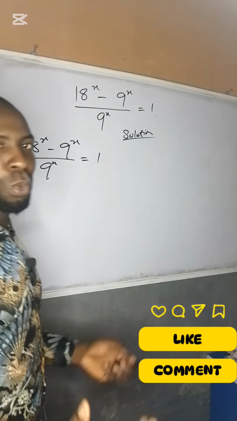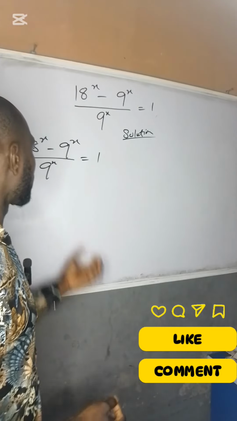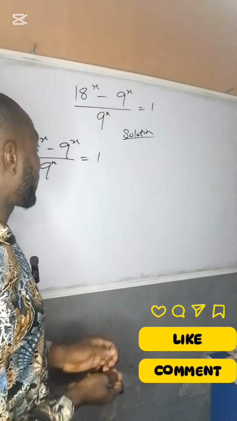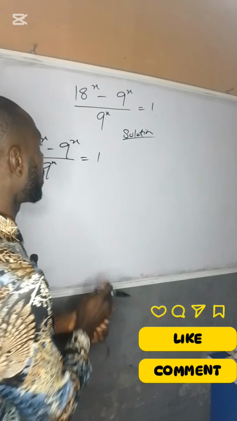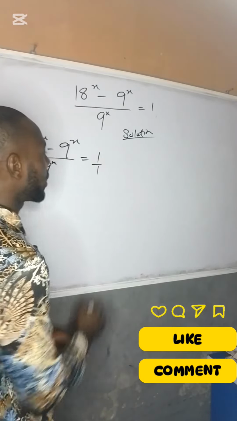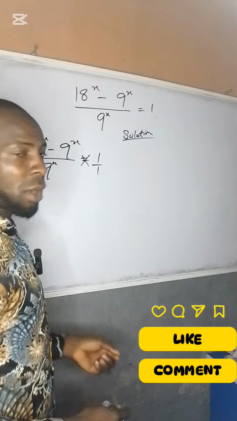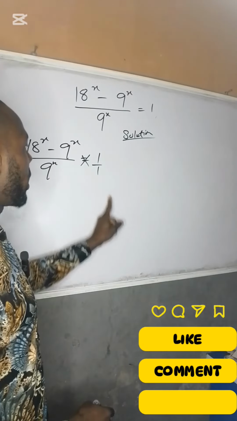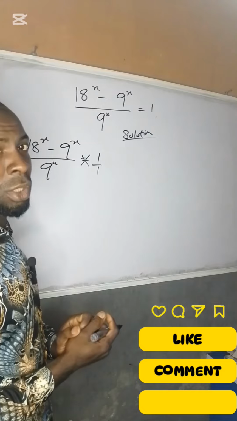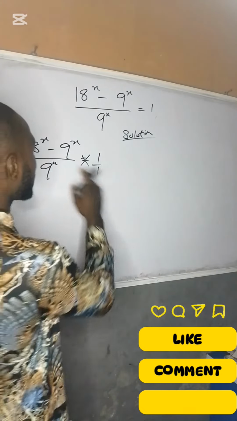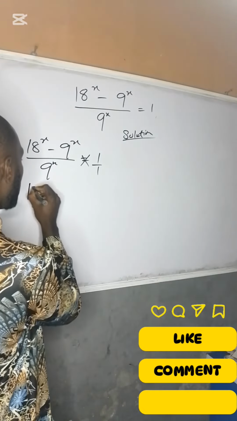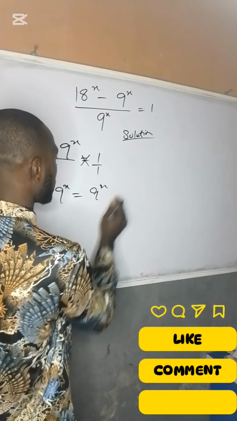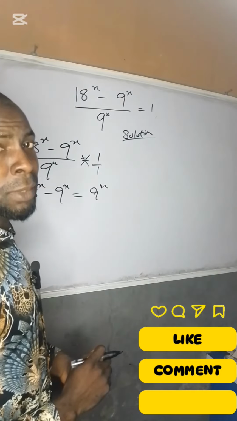Now the first thing to do from this problem is to eradicate the fraction. By eradicating this fraction, this 1 is taken as over 1. Then we cross multiply. By cross multiplying, we multiply this 9^x by 1 and 1 by everything that is on the numerator, in which by doing that we'll have 18^x minus 9^x is equal to 9^x, because it's multiplying by 1.